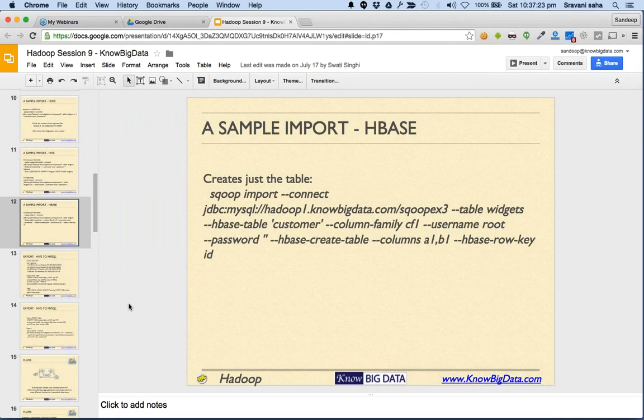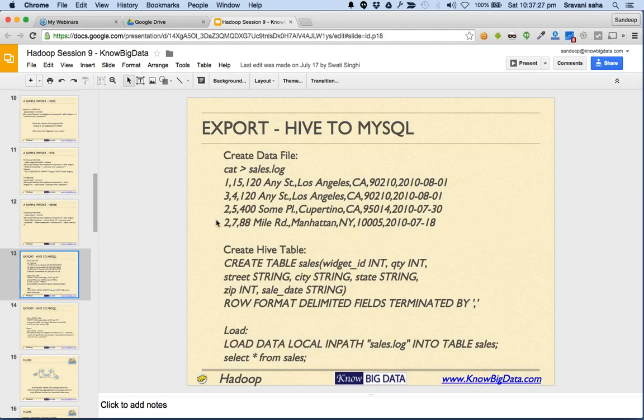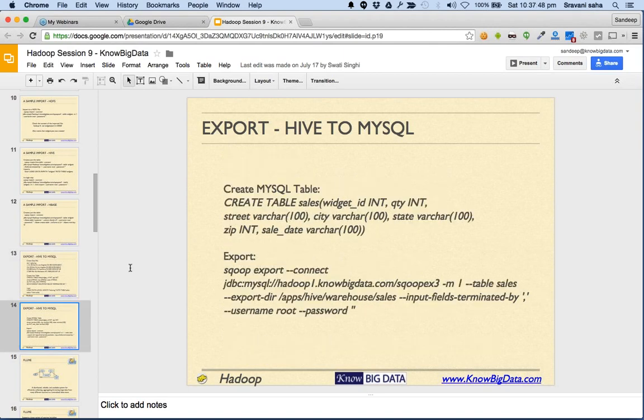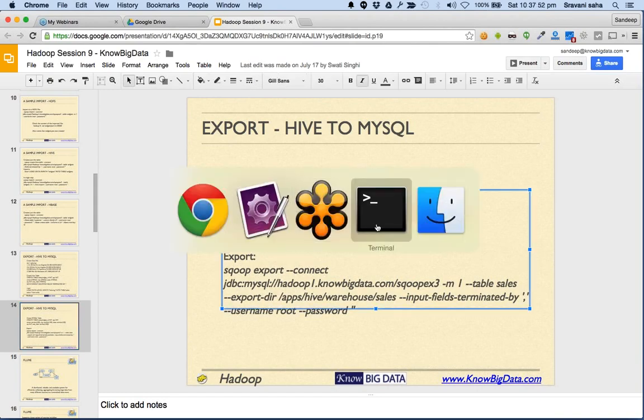All right. Next is that in case you have to copy the data from Hive into MySQL, the reverse of what we did in the first step, it is very straightforward. First, you create a file in HBase, load that into Hive, and then you basically copy that table back into MySQL using this command. So I'll show you this.